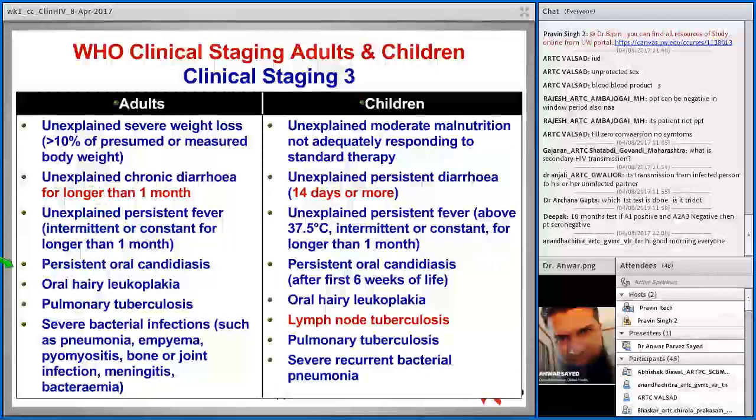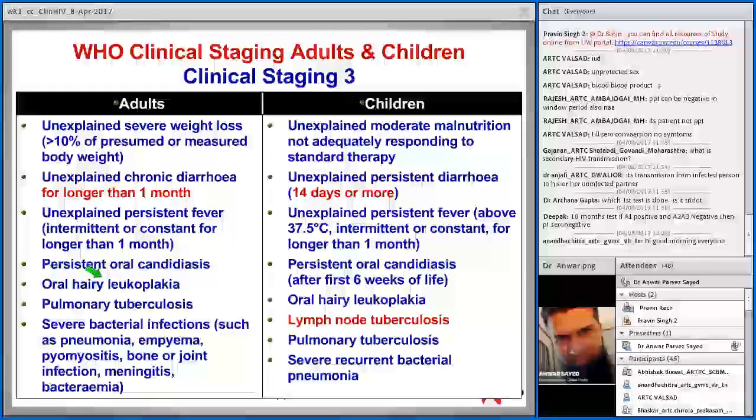Then unexplained persistent parotid enlargement. So that is also one of the conditions which, if it is seen, you can label the child as WHO clinical stage 2.